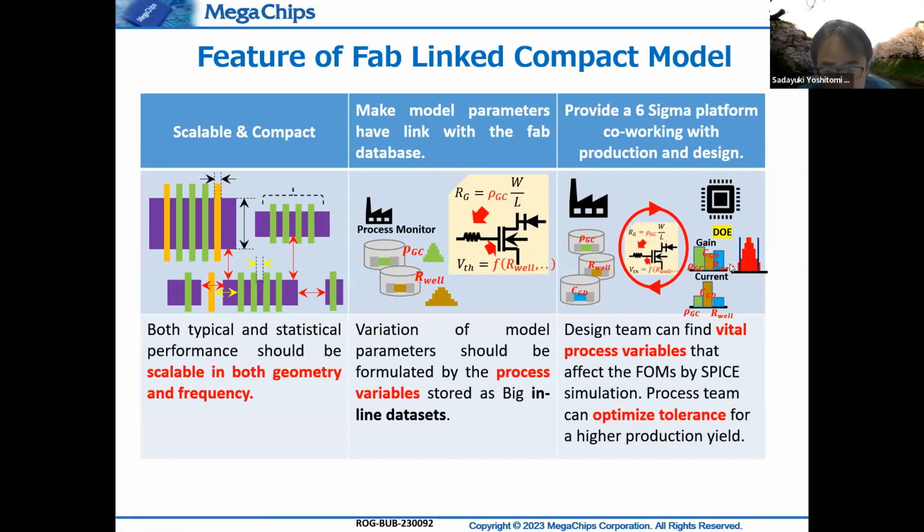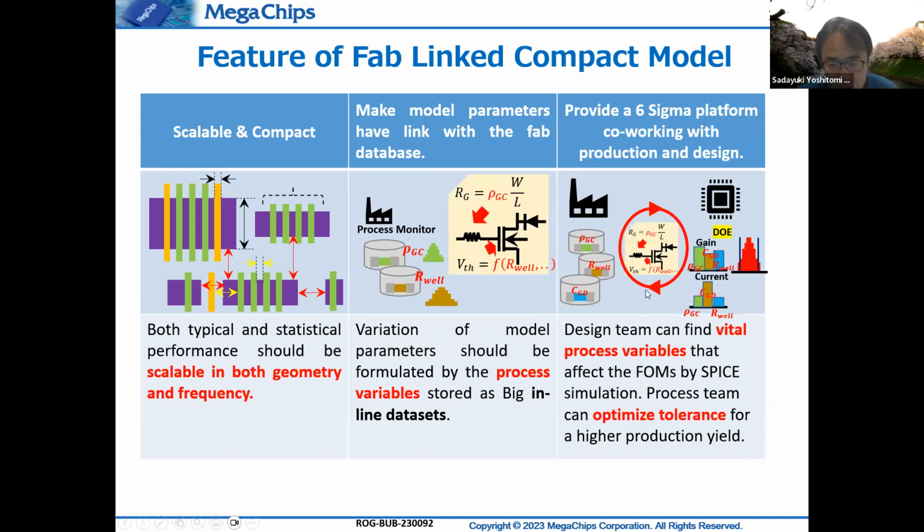And if we find a result by way of a Pareto chart, we can get the information of the process variables directly from the SPICE simulations and tell the processing team which kind of factor stored in the big database should be under much finer control in the fabrication process.